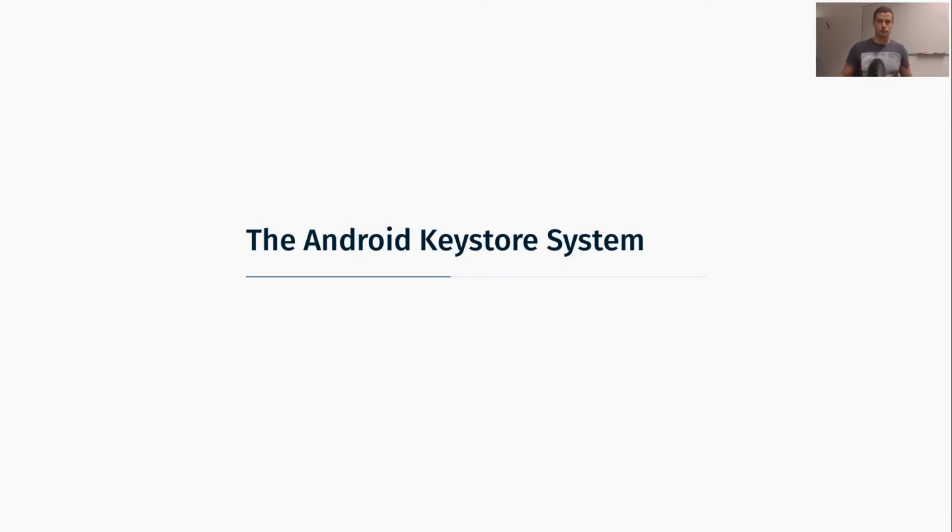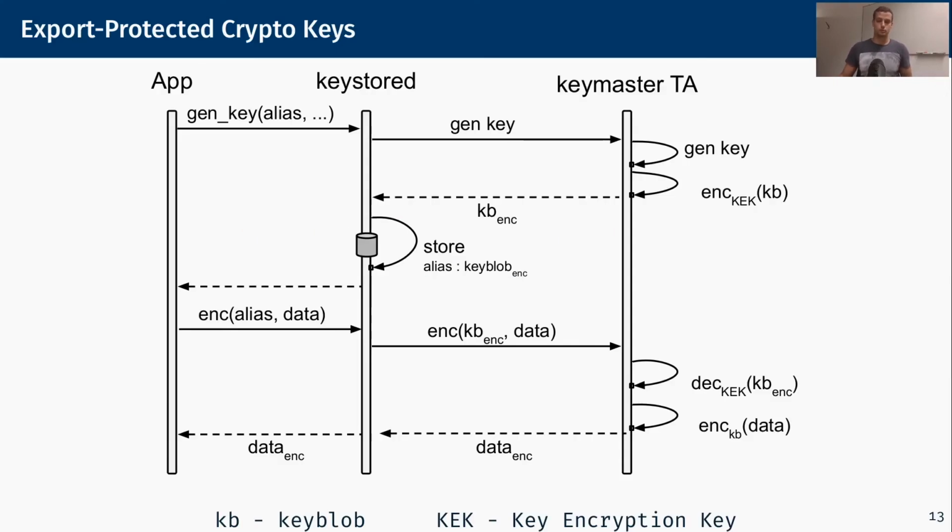We're gonna move over to the Android keystore system. So just a little intro to how the Android keystore system works. When an app wants to perform a cryptographic operation, we can see two cryptographic operations here. One of them is generate a key, and the other one is use this key to encrypt some data. So first of all, generate a key. The app contacts the keystore daemon to generate a key with certain parameters, and the keystore daemon forwards this request to the keymaster trusted application. And this is the part that is running inside of the TEE.